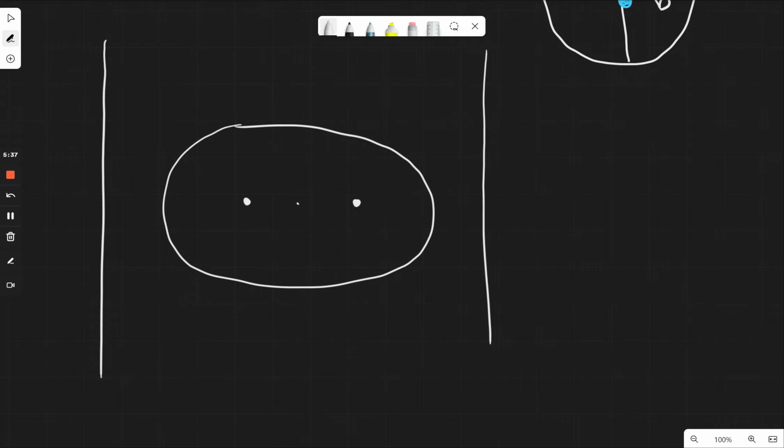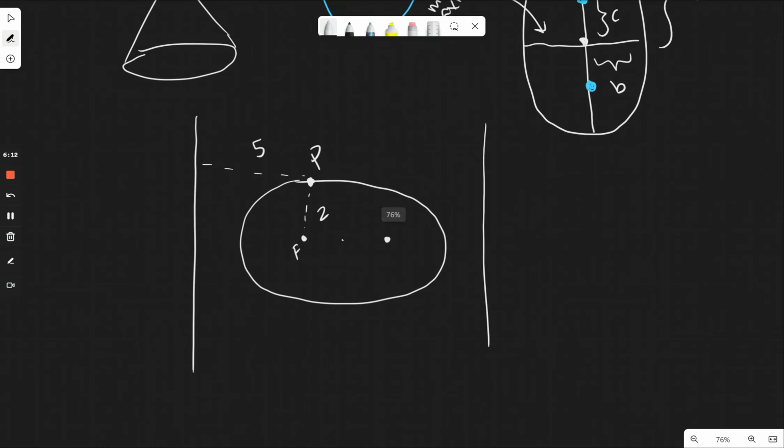And something really interesting about the ellipse is that for every point on this ellipse, not only are the sum of the distances to the foci constant, but there's actually a specific ratio of distance from the focus to the directrix. So let's say, for example, this was a point P, and it was, let's say, 2 away from this focus, and it was 5 away from this directrix. So the ratio of the distance from the point to the focus over the distance from the point to the directrix is equal to 2/5.